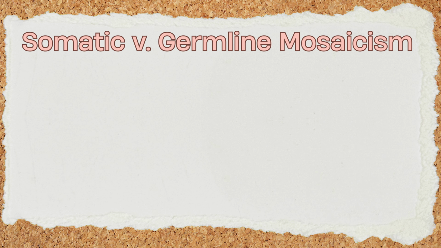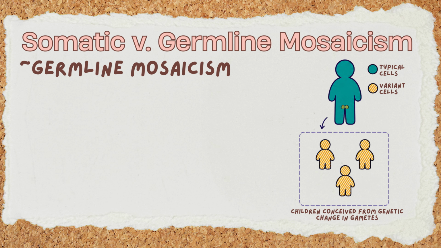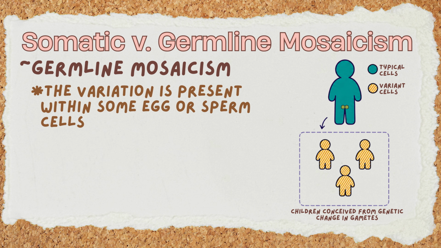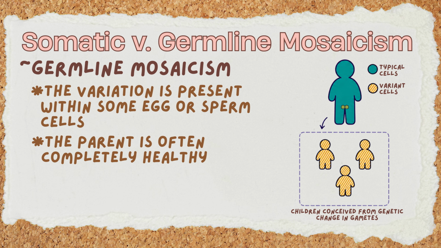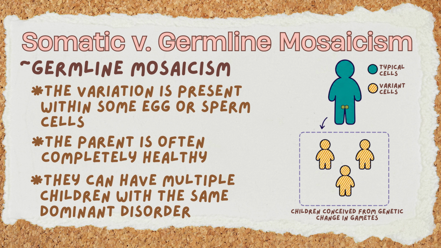The second is germline mosaicism. In germline mosaicism, the mutation is present within some egg or sperm cells. The parent is often completely healthy because their body tissues either don't carry the mutation or carry very little of it. However, they can still have multiple children with the same dominant disorder.